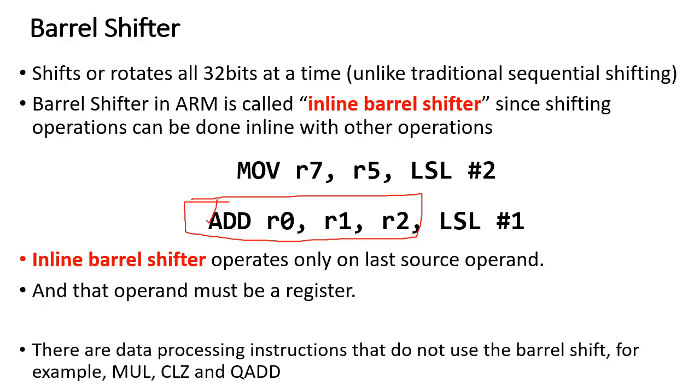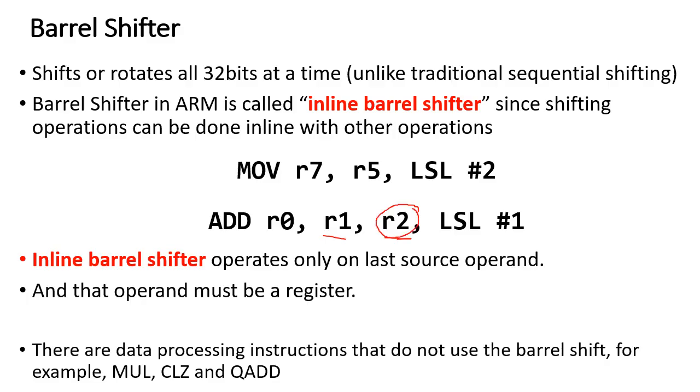Look at the add. We know that the add instruction basically takes 3 operands: 2 source operands which get added, and the sum is stored in the destination operand R0. Now which is the last operand here? R2 is the last operand, right? R2 is the last operand. I have combined this with the logical shift left operation for 1 bit.